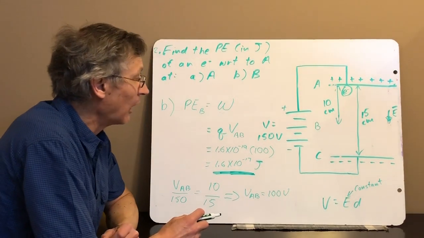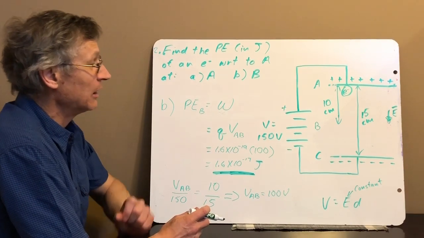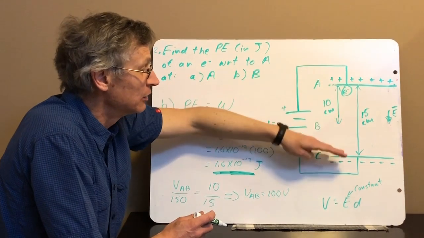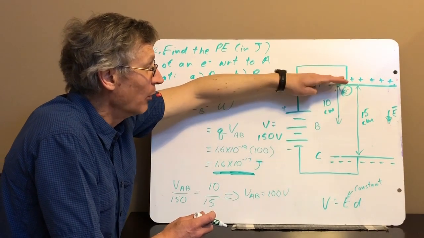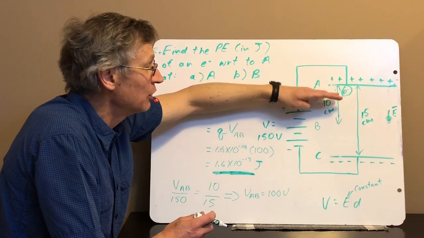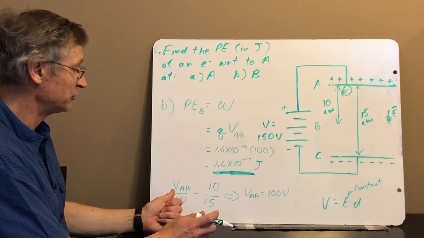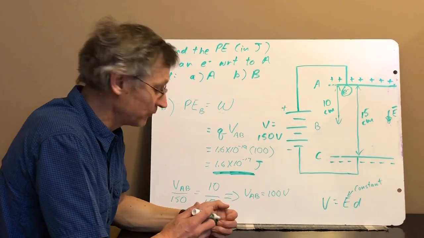And I guess the moral of this story is, if you're in between charged plates, the potential difference is going to be proportional to the distance. You can write ratios involving potential differences and distances here.